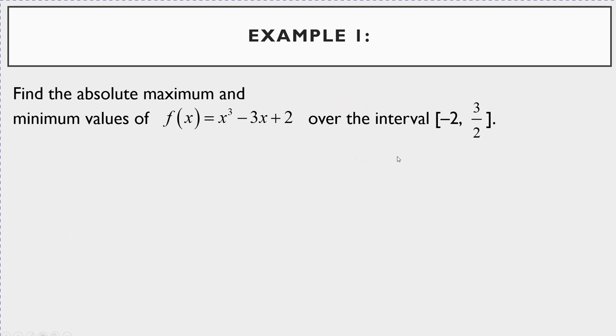All right, so I want to find the absolute max and minimum values of this function, f of x equals x cubed minus 3x plus 2, over this interval. I just picked this interval from -2 to 3/2. Okay, so the first thing you're going to have to do is find the first derivative. Well, that's really easy, right? The 3 comes down. This is 3x squared minus 3, and the derivative of the constant is 0. So next, you're going to find critical values.